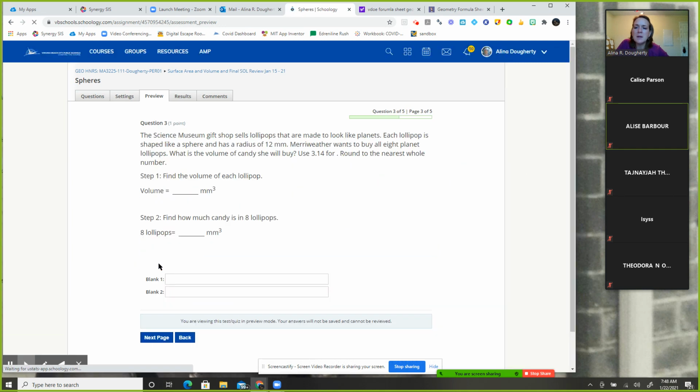All right, Theodore, this is the one that you wanted to talk about. Question 3. The Science Museum gift shop sells lollipops that are made to look like planets. Each lollipop is shaped in a sphere with a radius of 12 millimeters. Meriwether wants to buy all 8 planet lollipops. So we want to buy all 8. What is the new volume of the candy that she will buy?